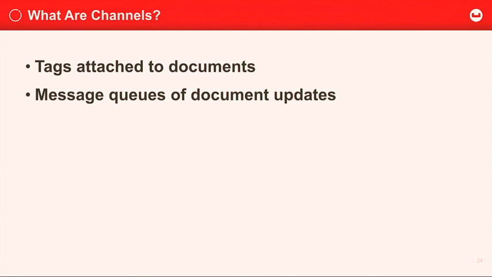So the next topic is channels and the sync function. First question to answer is, what are channels? We can look at channels in a number of different ways. One is that a channel is a tag that's attached to a document. And we can then find all the documents that have the same tag and associate them together. The other way of looking at channels is that they provide a message queue of document updates or changes to documents, document creation within those channel tags.